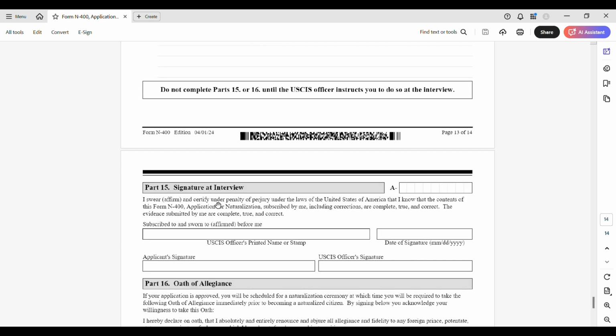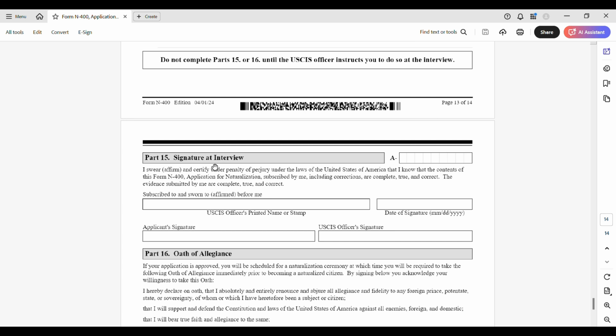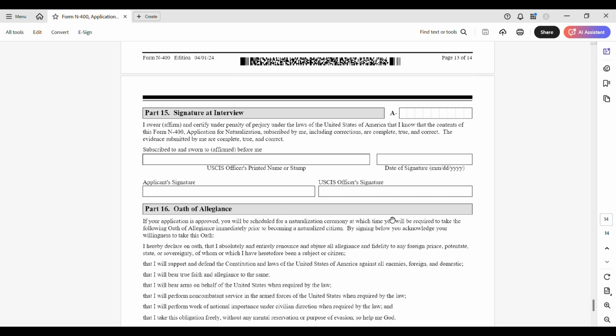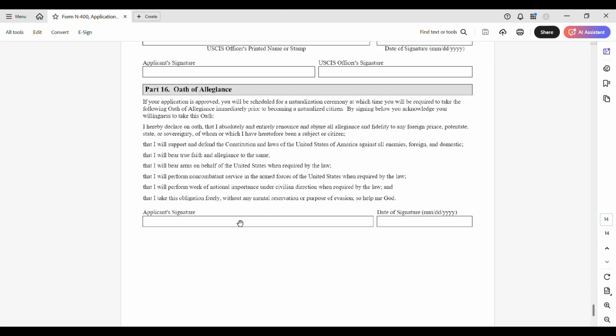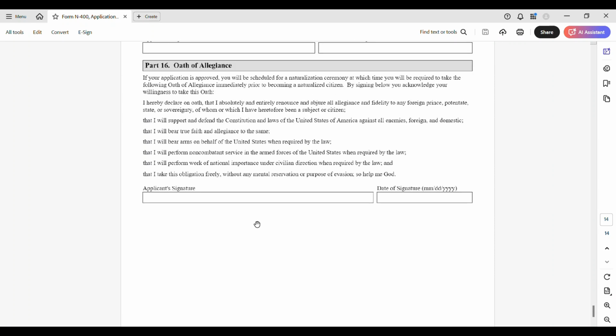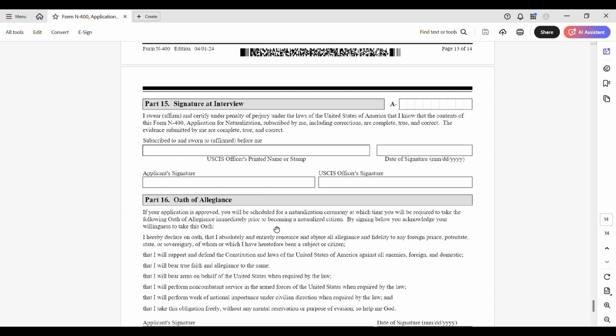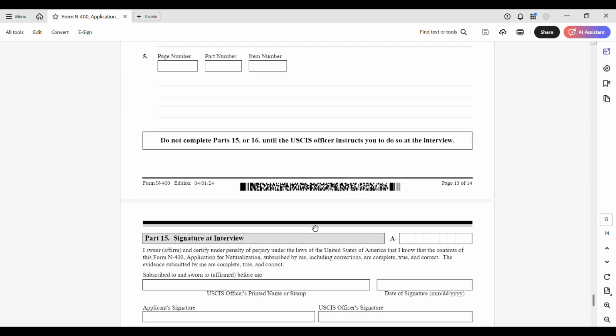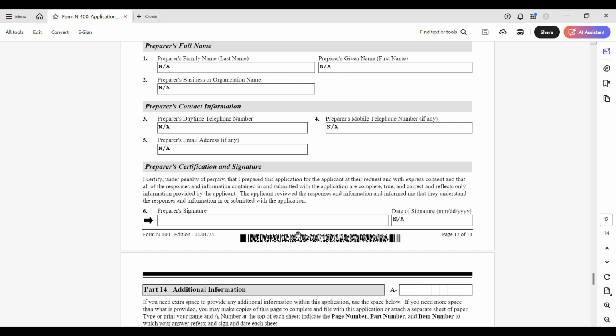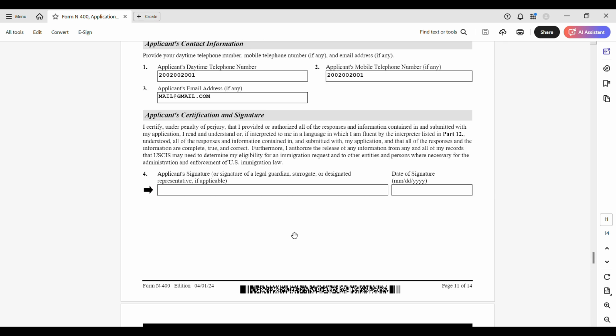So here is part 15, signature at interview. So of course this is straightforward. You are required to sign at the interview. Part 16 is the oath of allegiance, and that also is going to be happening at your interview. So this is it, Form N-400, application for naturalization.